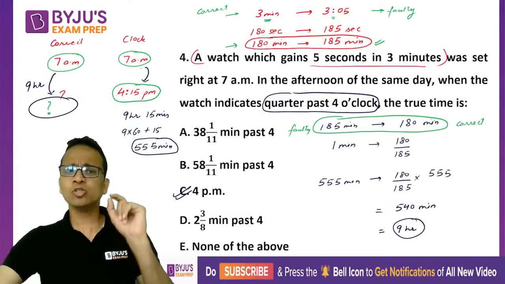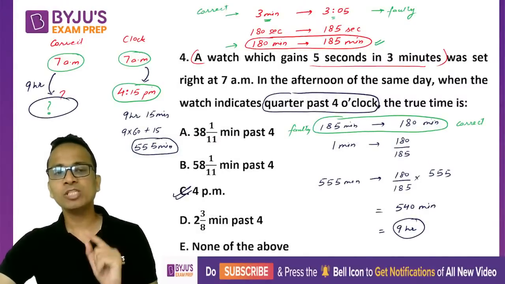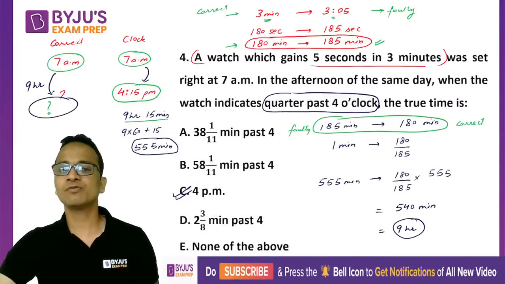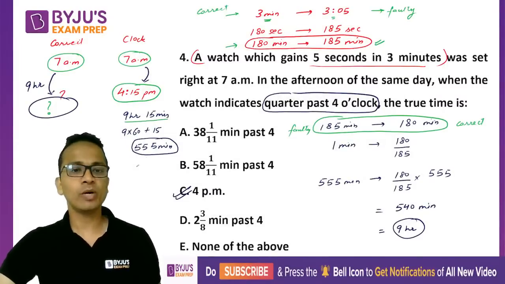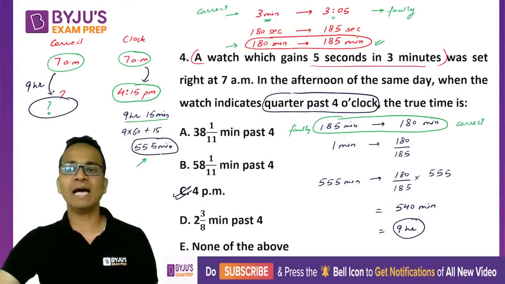So starting from 7 a.m. till 4:15 p.m., how much time has elapsed in the faulty clock? It is 9 hours 15 minutes. I have converted it into minutes. So 555 minutes have elapsed in the faulty clock.